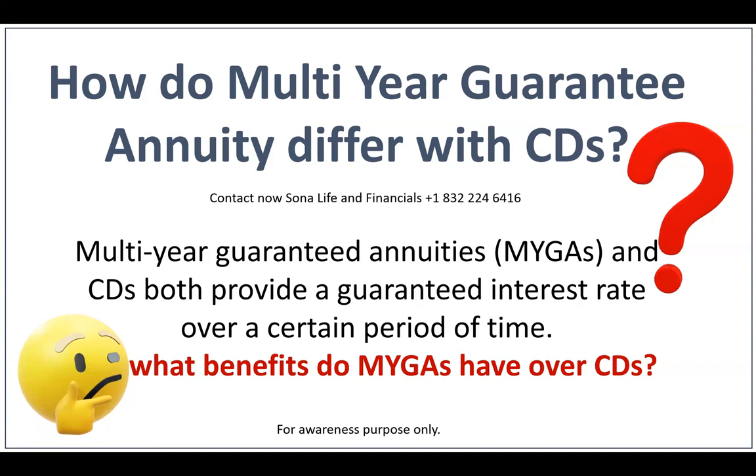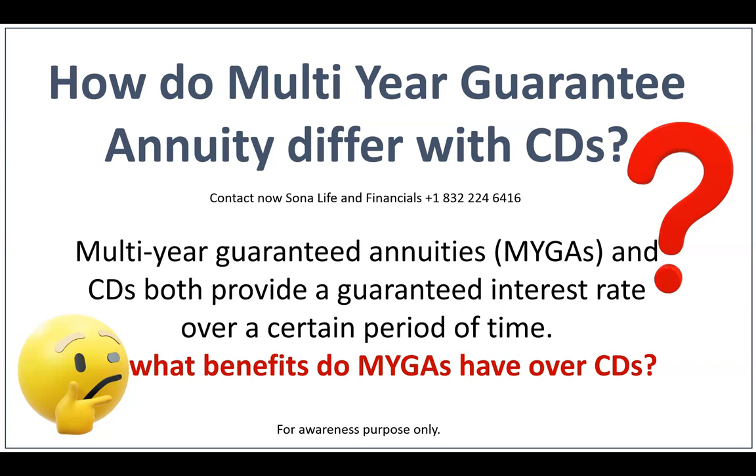So multi-year guarantee annuities, which is called MYGA for short, and CDs both provide a guaranteed interest rate over a certain period of time. So that is the similarity. That is the only similarity, and there are a couple more we shall see in the next slide, but this is the main similarity between MYGA and CDs, that they both provide a guaranteed interest rate.